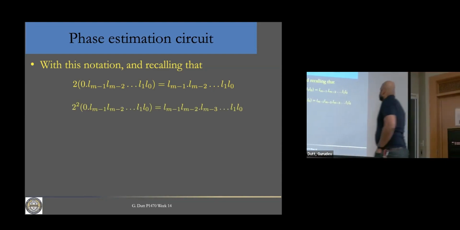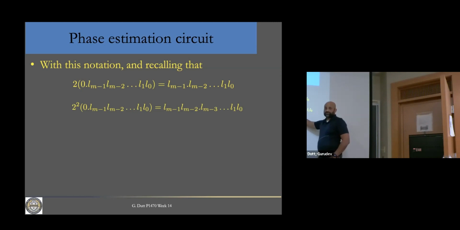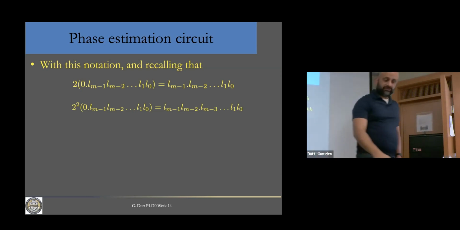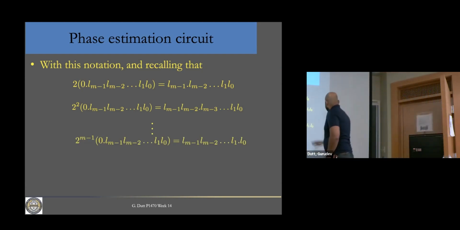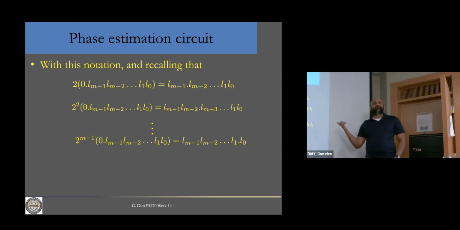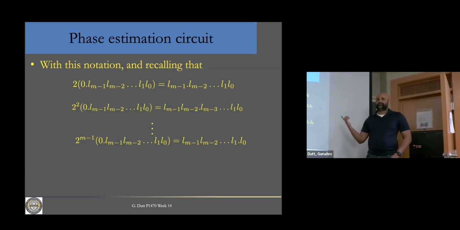Similarly, 2 squared will be L m minus 1, L m minus 2 dot all the other digits of my binary expansion. And so on, up to 2 to the m minus 1, which will get me all the numbers except the last digit will remain behind the decimal point. Is this step clear to everyone? What I'm doing here, why this is true?